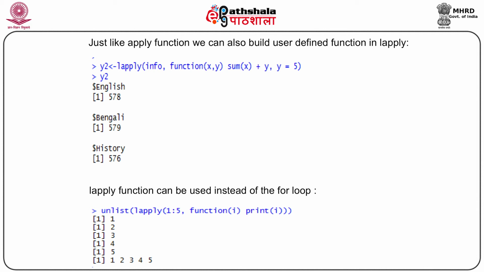Since 5 is added to each of the sum of the 3 variables. Now let us consider this code. Here the lapply function is used instead of the for loop. Here what we are writing is unlist within the first bracket, lapply 1 to 5, comma, function of I and then print I. And the output will be like this.